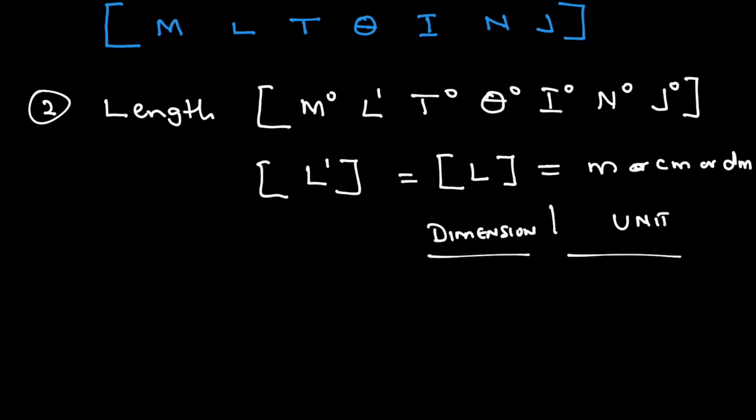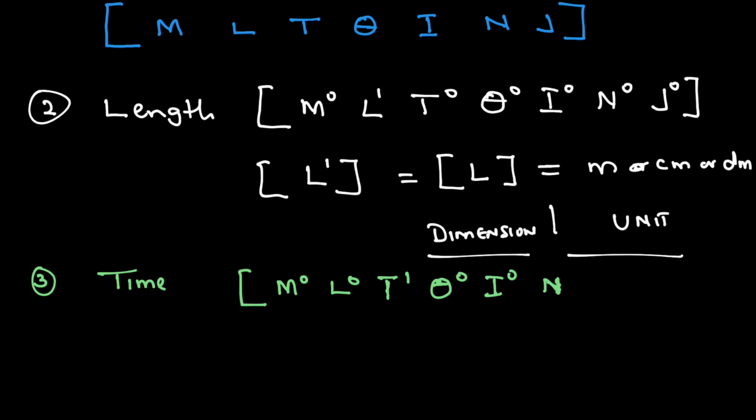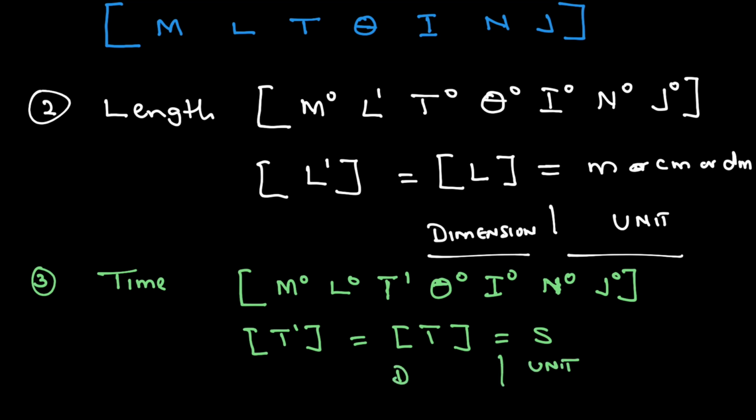So dimension and unit. For time, we draw a square bracket as well. M is 0, L is 0, time is 1, theta, temperature is 0, current is 0, N, which is amount of substance, mole, is 0, and intensity of light is 0. Anything to power 0 is 1. Therefore, we have time, which basically is T, and the unit for time is seconds. So this is unit and this one is dimension.